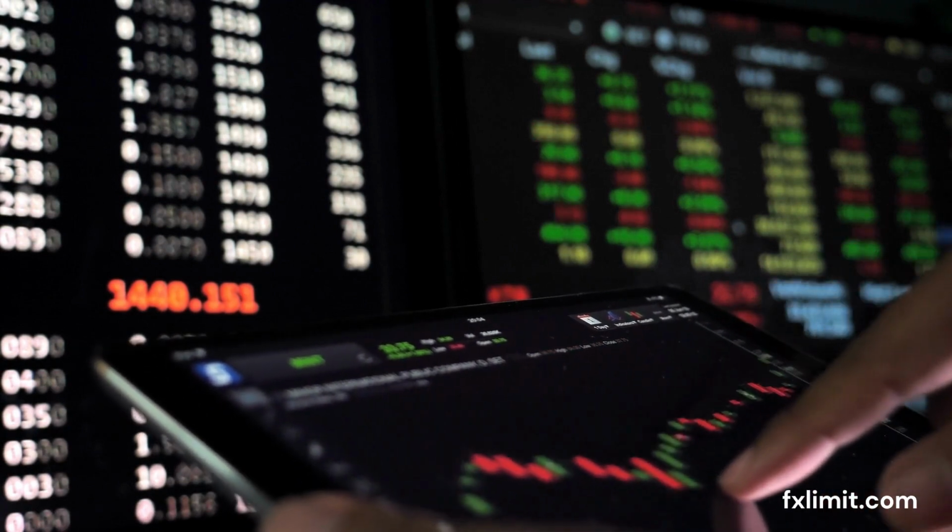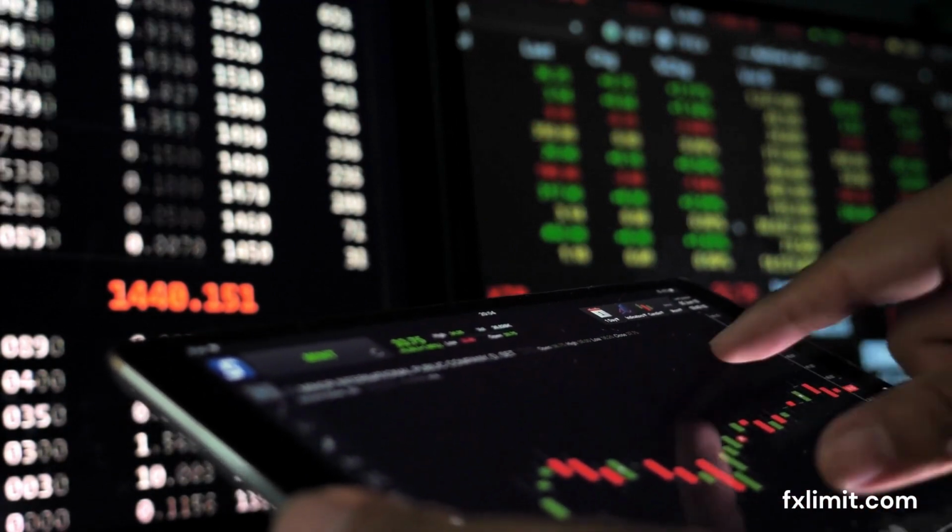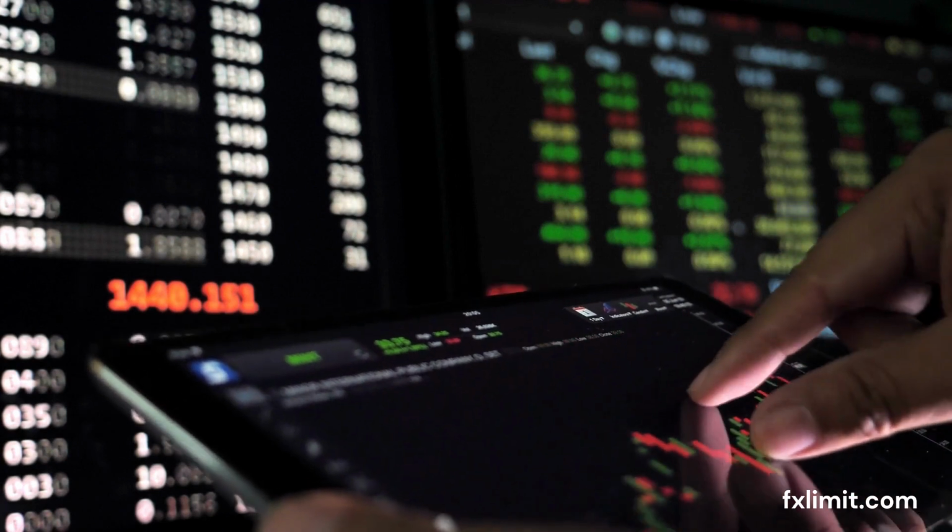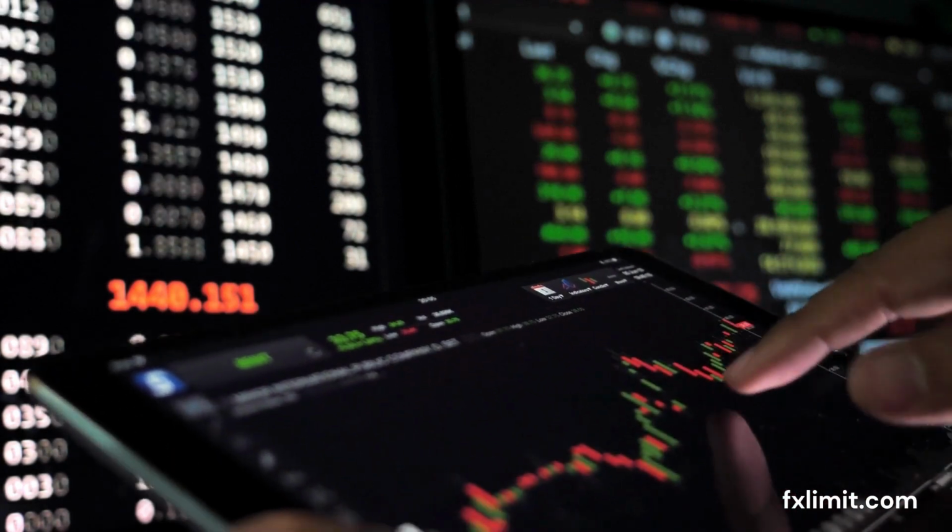Today, we're going to unravel the secrets of the Money Flow Index, or MFI, a fascinating tool that can significantly improve your trading decisions by assessing buying and selling pressure in the market. So, what exactly is the Money Flow Index?